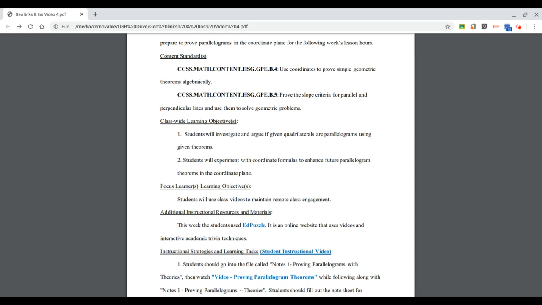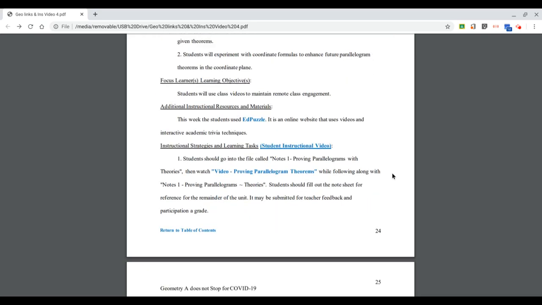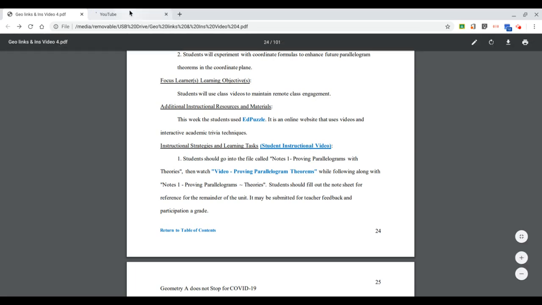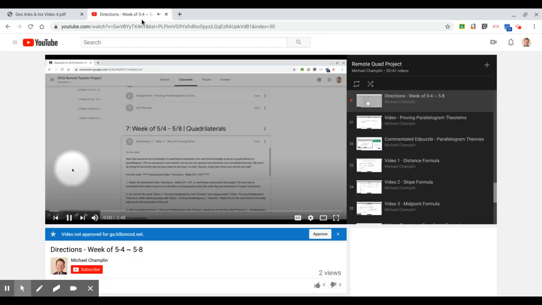The focused learning objective is students will use class videos to maintain remote class engagement. There are additional instructional resources and materials, and this week is the Ed Puzzle, which has been provided multiple times in other videos, and it's also in the appendix. All right, like usual, to start off instructional strategies, there is an instructional video, as well as the students can read the instructions on Google Classroom too.